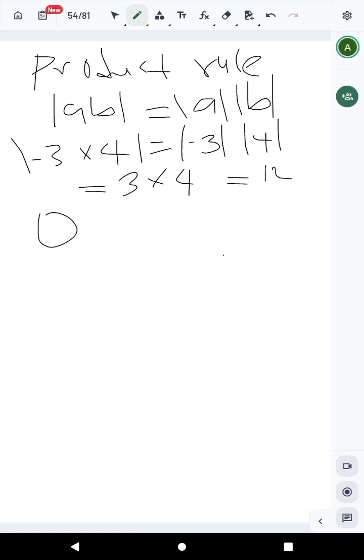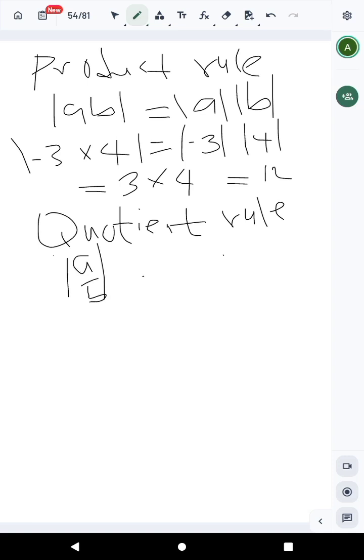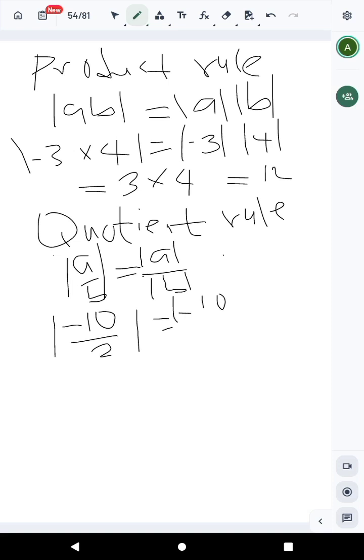We have the quotient rule. We have absolute value of a divided by b, which is going to be equal to absolute value of a divided by absolute value of b. So if we have in the equation absolute value of minus 10 divided by 2, it's going to be absolute value of minus 10 divided by absolute value of 2. So here absolute value of minus 10 is 10, absolute value of 2 is 2, so we have 10 divided by 2, which is 5.